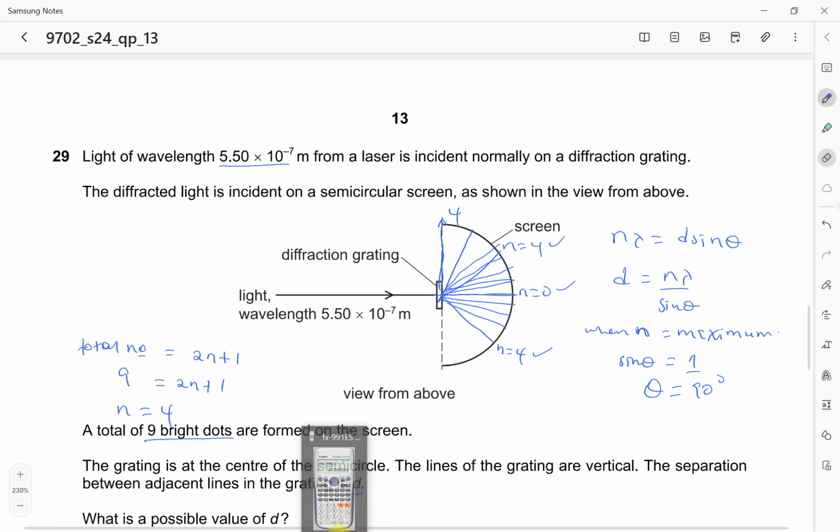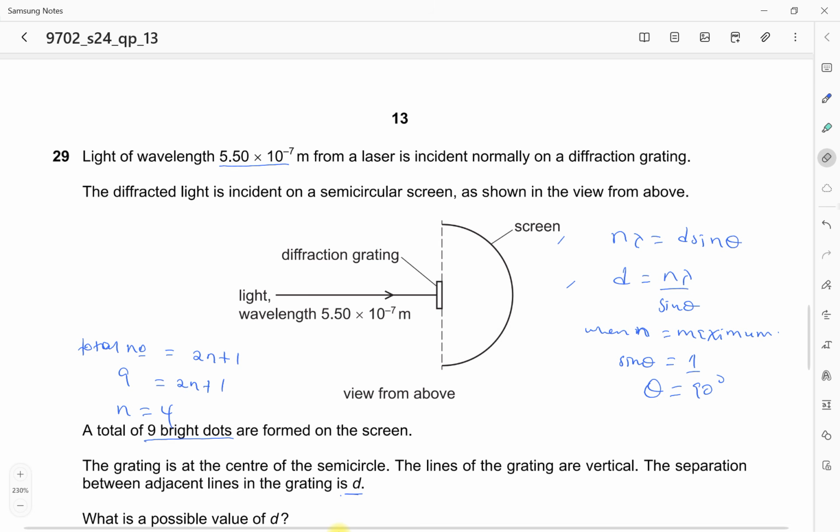Maybe let me resketch this. If n is maximum, we have the central order. The last order here, n maximum, is going to be 4 here, or n maximum is going to be 4 here. So this is 90 degrees because theta is measured from the center. This is n equals 0. We can have n equals 1, n equals 2, n equals 3, and so on and so forth. We can also have n equals 1 here, n equals 2, n equals 3, until we reach n equals 4.